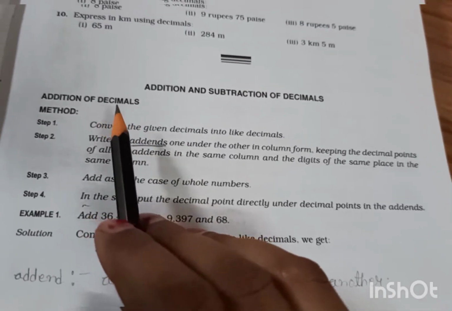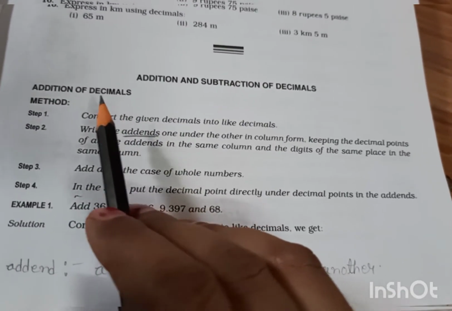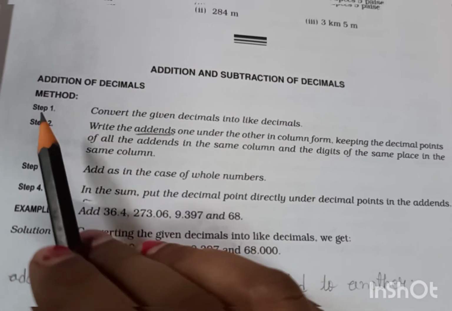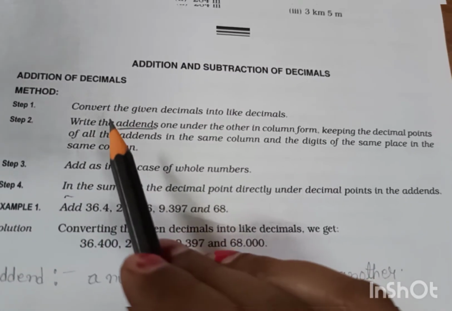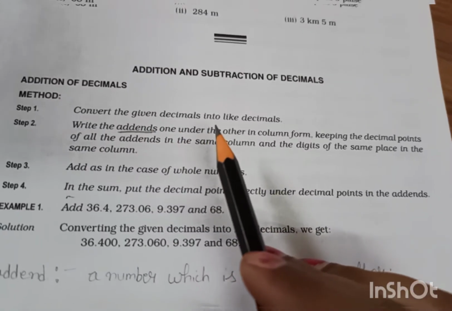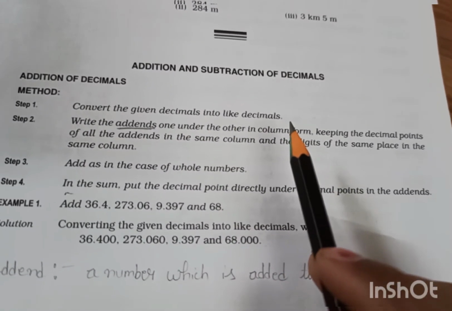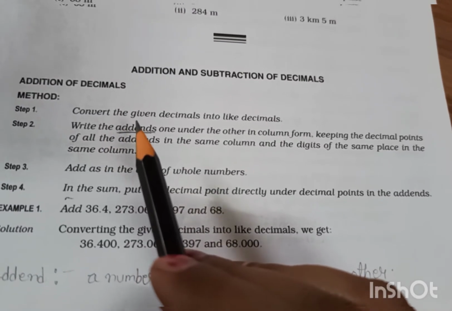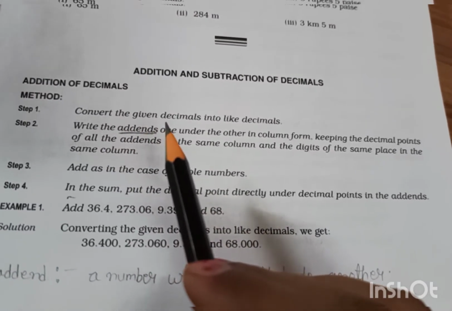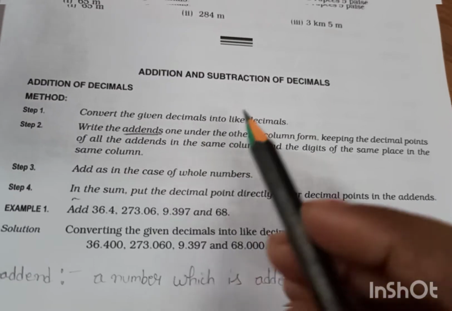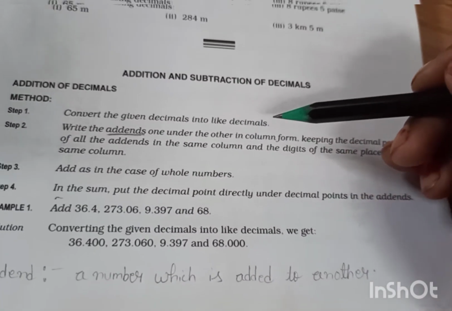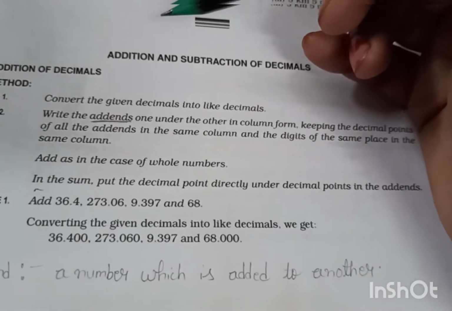How do we add decimal numbers? There is a method. What is the method? Step one, convert the given decimals into like decimals. So first of all, you will convert all decimals into like decimals form.